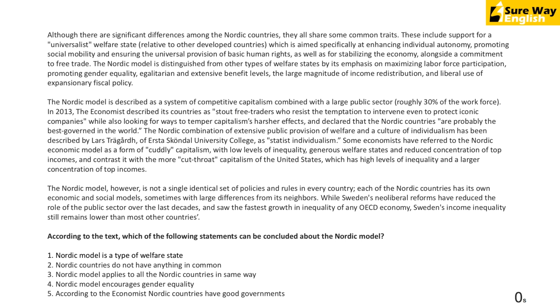So the way we go about answering this type of question, at the very beginning, you should read the question. In this question, according to the text, which of the following statements can be concluded about the Nordic model? That means that when you read the passage, you have to read for information on the Nordic model, and then you have to compare which of those choices are correct.